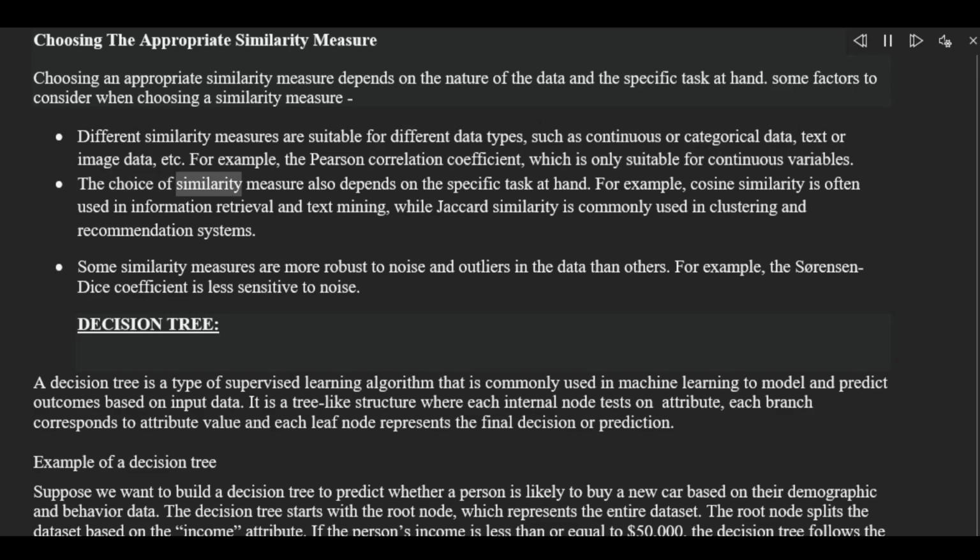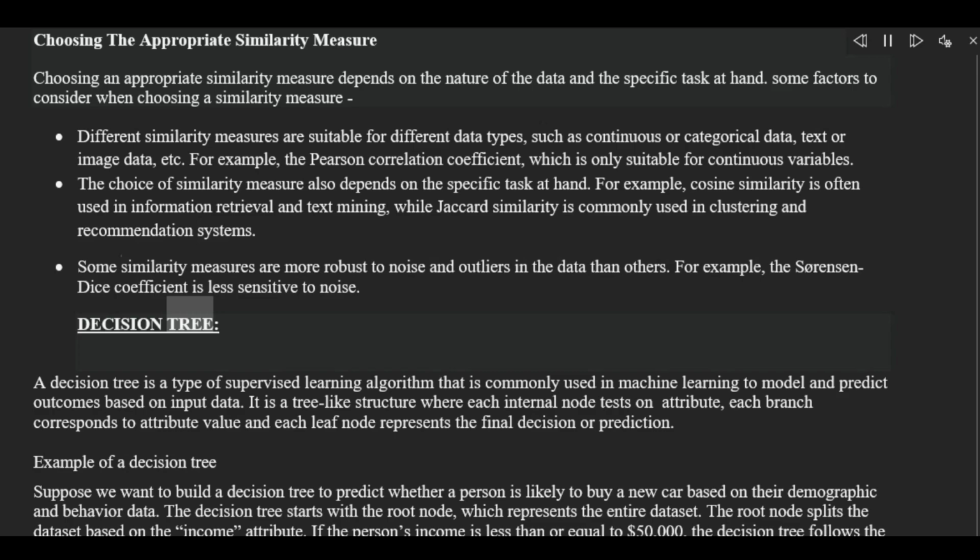The choice of similarity measure also depends on the specific task at hand. For example, cosine similarity is often used in information retrieval and text mining, while Jaccard similarity is commonly used in clustering and recommendation systems. Some similarity measures are more robust to noise and outliers in the data than others. For example, the Sorensen-Dice coefficient is less sensitive to noise.